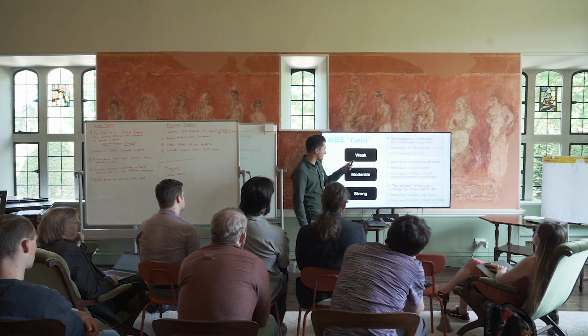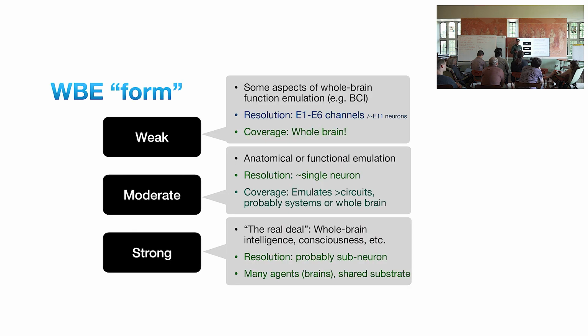But this is the one I'm actually going to spend the most time on, which is getting some aspect of whole brain functional emulation. And this is where BCIs really start to come in, and I'll start tying this back to the exact technologies I'm talking about. Today, we're talking about between 10 and a million channels of information. We're still many orders of magnitude away from the E to the 11 number of neurons that are in the brain. That's what E11 means.